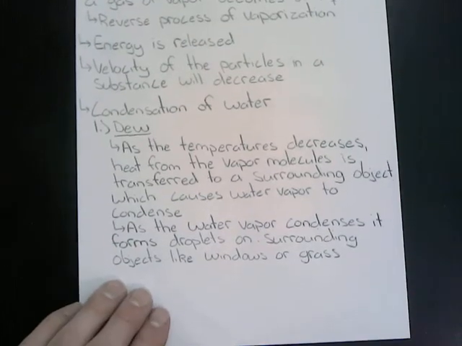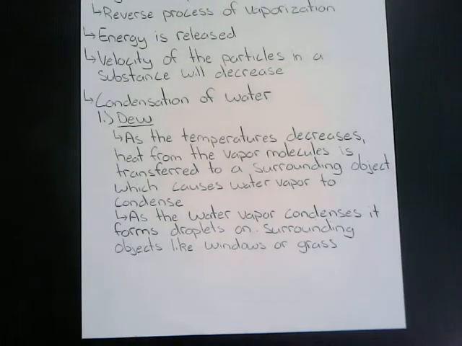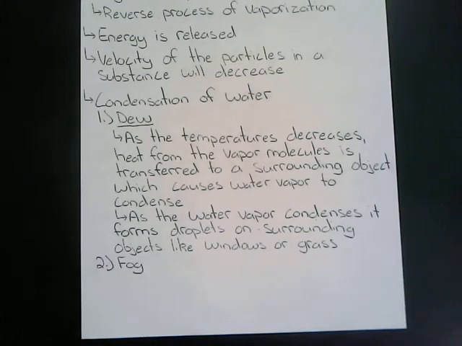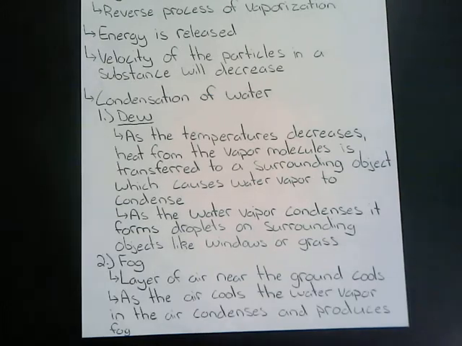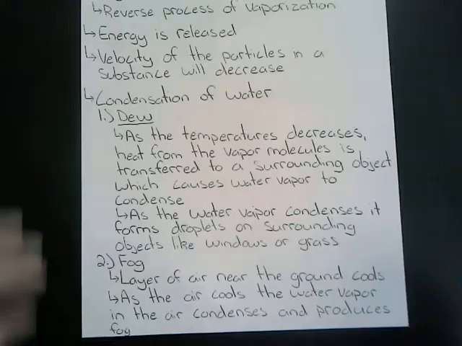Now, another example of condensation of water is fog. So what has to happen for fog to occur is that a layer of air near the ground cools. As this air cools, the water vapor in the air condenses and produces fog. Okay, so now we can move on to another phase change that releases energy.